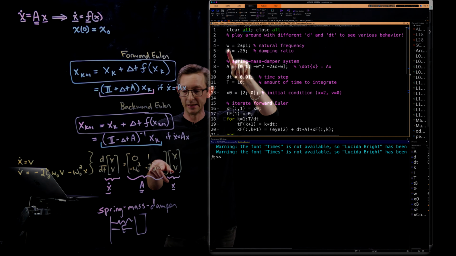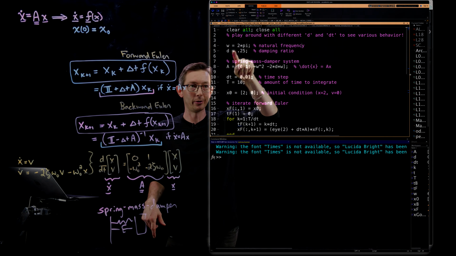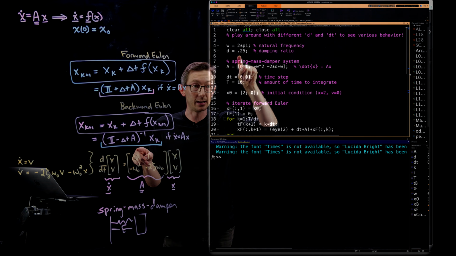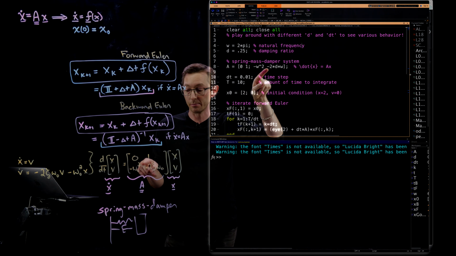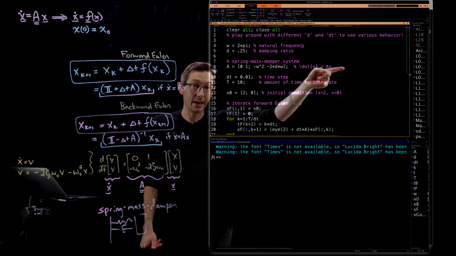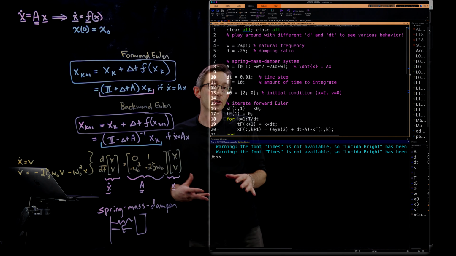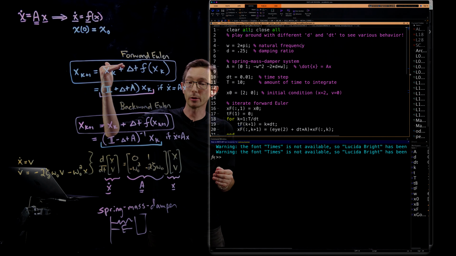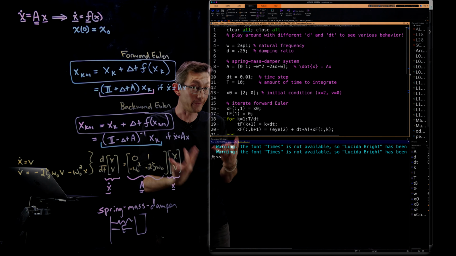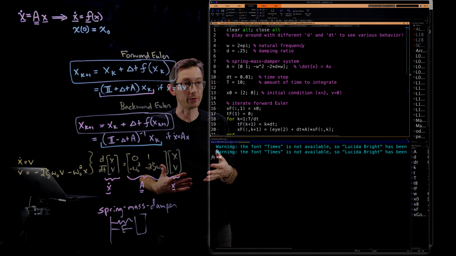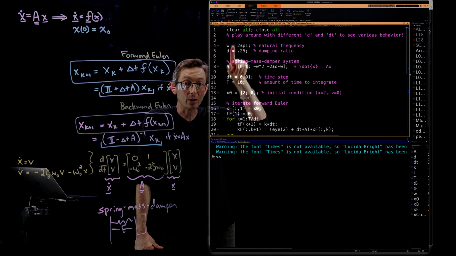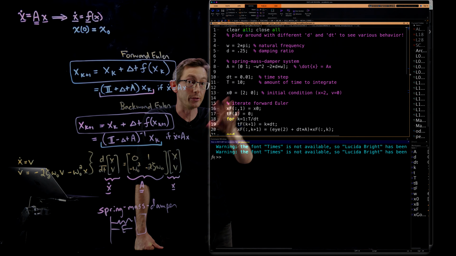So zeta here is d. Zeta and d are the same thing. I just didn't want to write zeta a bunch of times. And so this is my system. My A matrix is 0, 1, minus omega squared, minus 2 times zeta times omega. This is the right-hand side of x dot equals Ax. And what we're going to do is simulate this using forward Euler, using backward Euler, and also using a much more accurate scheme called fourth order Runge-Kutta. And we're going to compare those. We're going to play around with things like delta t, maybe change the natural frequency and the damping ratio, and we'll see how those systems behave.